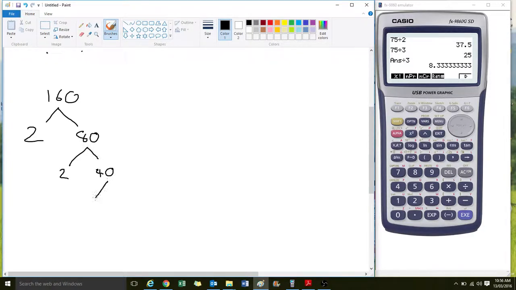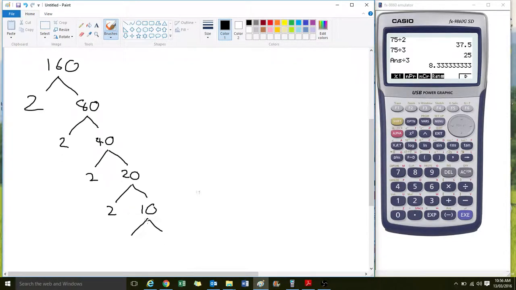40 can be divided by 2, it's going to be 2 and 20, and 20 can be divided by 2, it's going to be 2 and 10, and 10 can also be divided by 2, which would be 2 and 5. Now we have all prime numbers all the way along here. We've got 2, 2, 2, 2, 2, all prime numbers, and then 5, which is also a prime number. So we have 2 times 2 times 2, we've got 1, 2, 3, 4, 5 twos, and then times 5. And that's equal to 160.